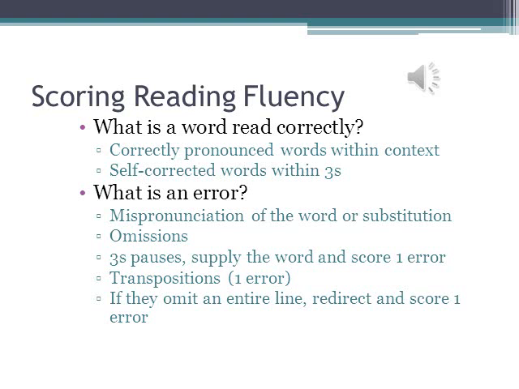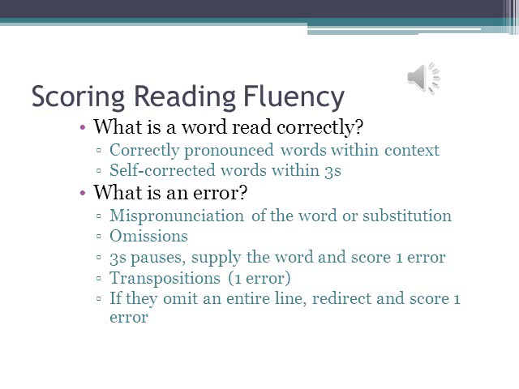So as the student reads, you record the words read correctly and also the errors that are made. A word read correctly is a correctly pronounced word within the context, and if a student self-corrects the word within 3 seconds, then that's correct as well. Errors include mispronunciations of the word or substituting a different word. If they skip a word, that's an error. If they take 3 seconds, then you count that as an error and you supply the word to them.